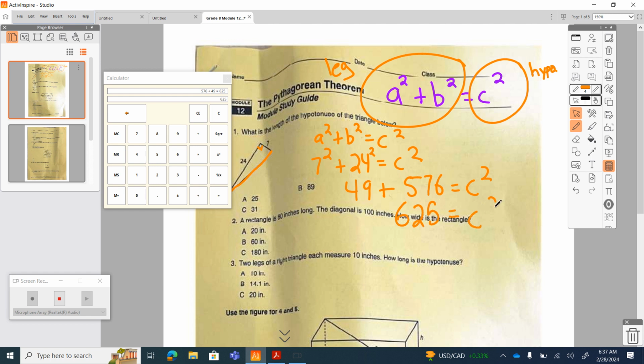Take the square root of 625. I can just press this button. Oh, no, I can't. 625 square root. And so the answer is A. Okay. I'm going to clear this.